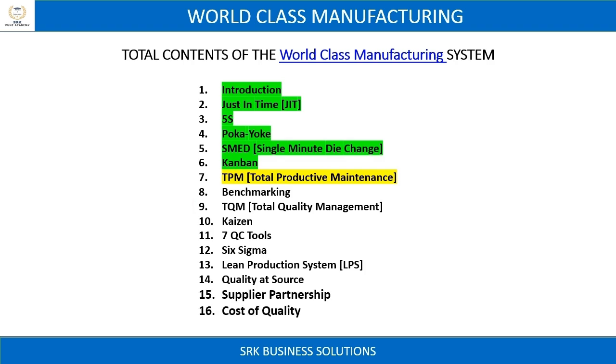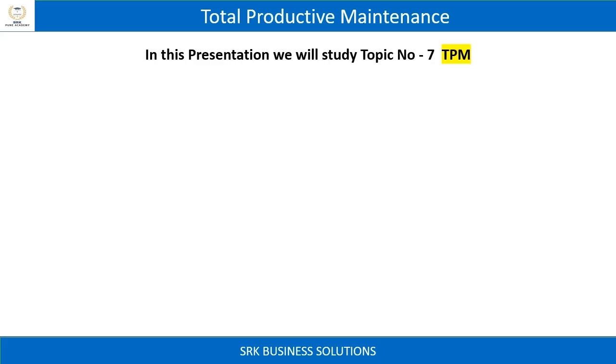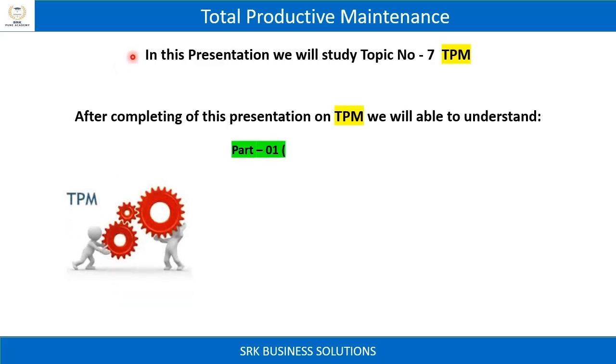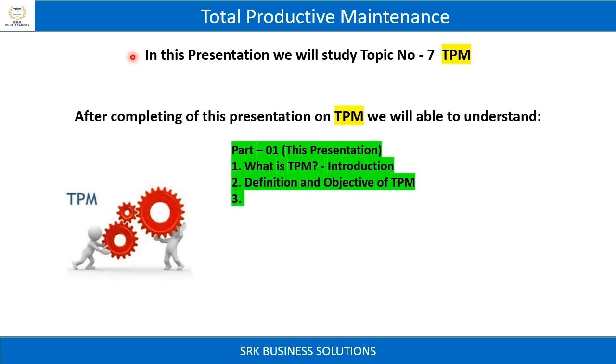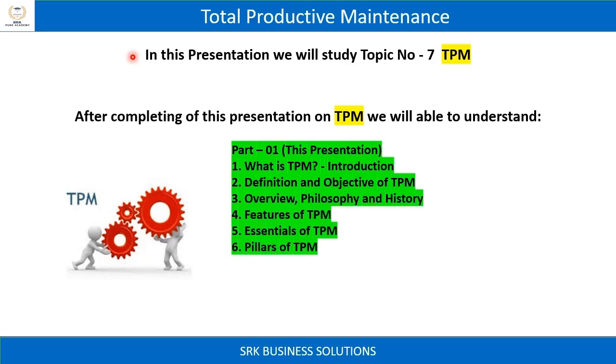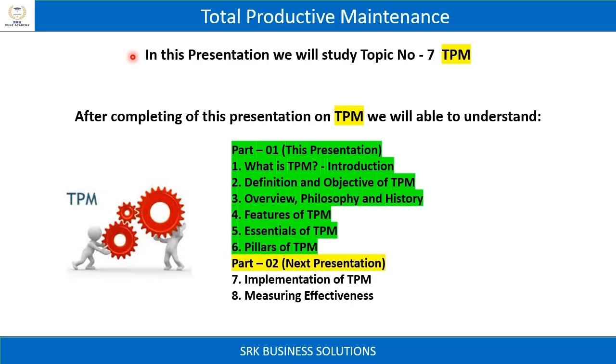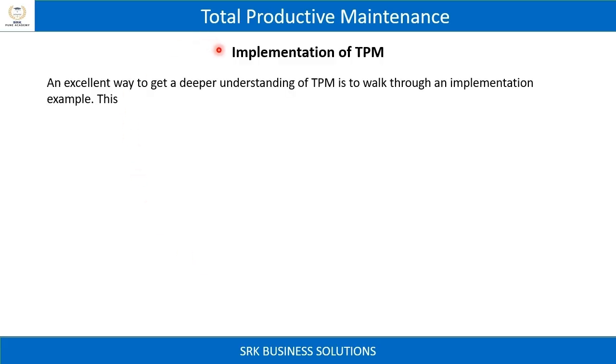In this presentation, we will study topic number 7, that is Total Productive Maintenance. As the topic TPM is more descriptive and bigger, we will learn it in 2 parts. This is part 2 presentation. After completing this presentation, we will be able to understand implementation of TPM and measuring effectiveness of TPM. First, we will start with implementation of TPM.